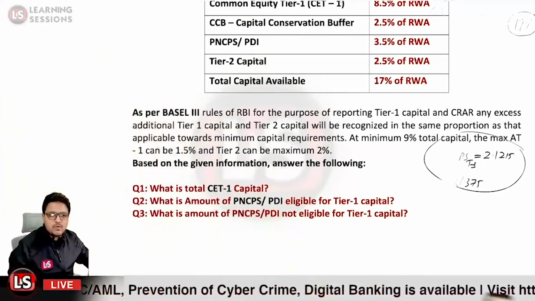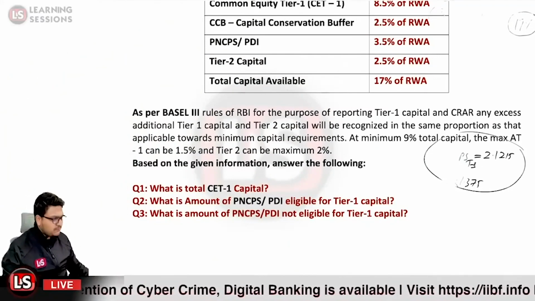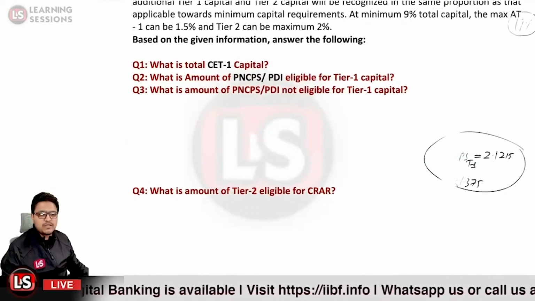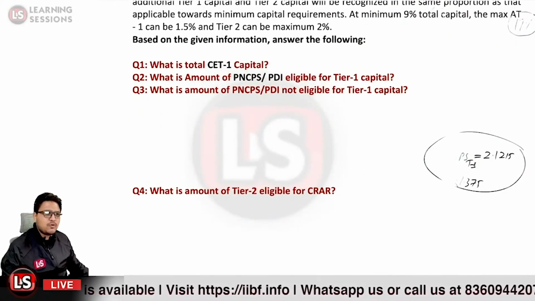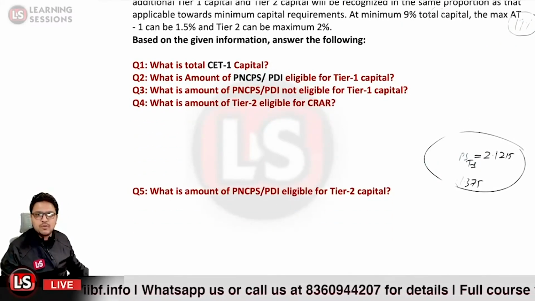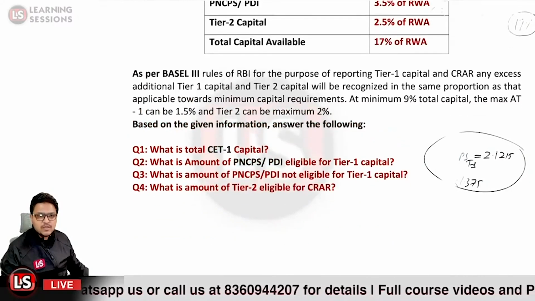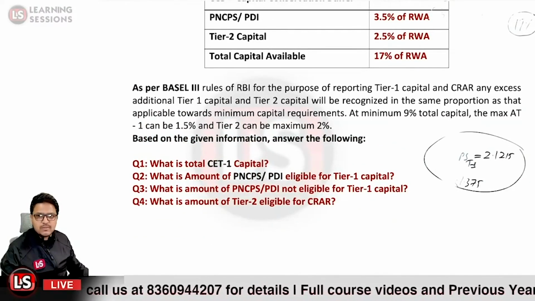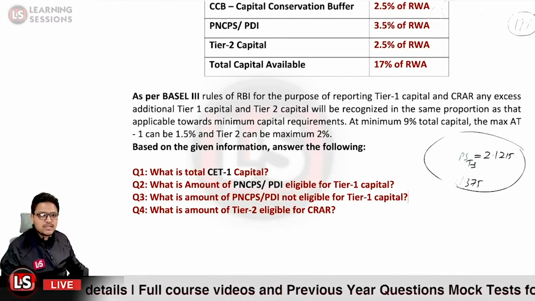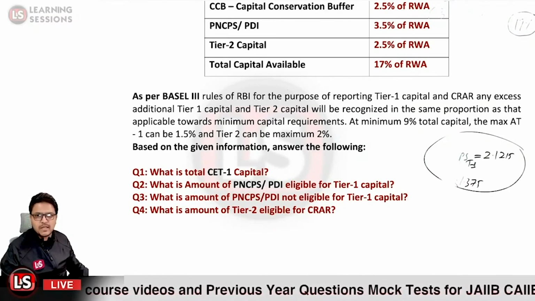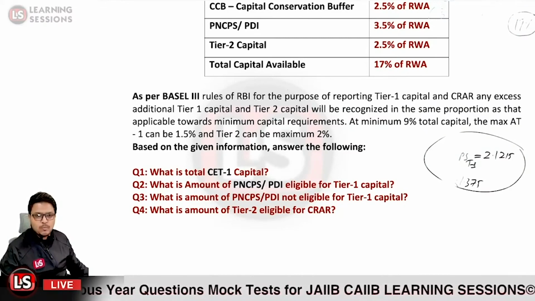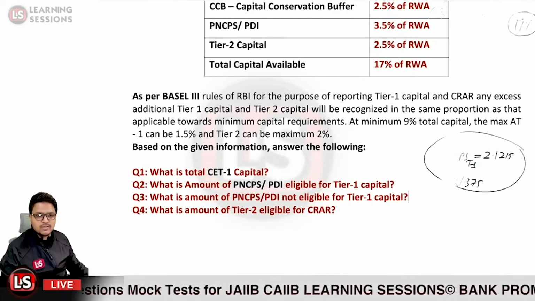Okay, so now let's move to the next question, question number 4. It says, what is the amount of Tier 2 capital eligible for CRAR? For CRAR, what is the maximum composition of Tier 2 capital? That is 2%. It is already given in the question itself that Tier 2 can be a maximum of 2%. So how can we calculate it for the CRAR?